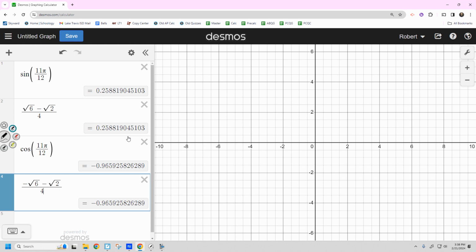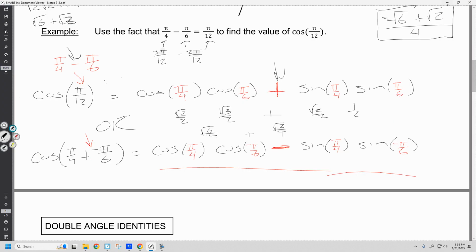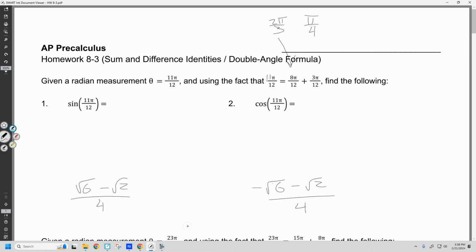What is the cosine of 2 pi over 3? Because a lot of people forget it. Thank you. Here are the answers. You should get positive root 6 minus root 2 over 4. You get negative root 6 minus root 2 over 4. You should find, and you will discover when you do the rest of your homework, it's going to be a lot of root 6s and root 2s over 4. Just the right combination of things.